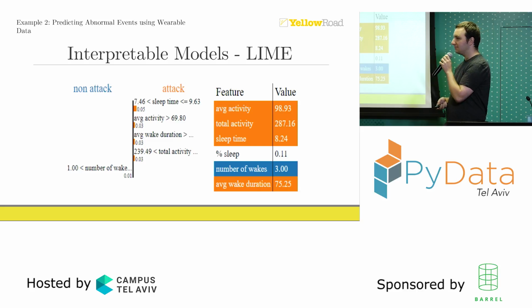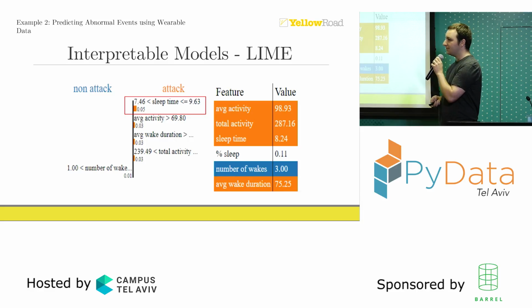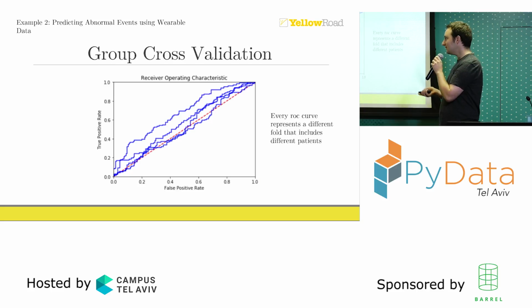This time I did it with Lime. Lime is a very cool Python package that explains specific predictions of black box models. I took the examples with the highest probability from the model and started looking at them with Lime. I saw that the explanation of sleep time between 7.5 and 9.5 hours returned in most of them. This made me suspicious because this didn't really connect to my domain knowledge. So after investigating this explanation a little bit more, I found that it almost completely isolates only one patient.